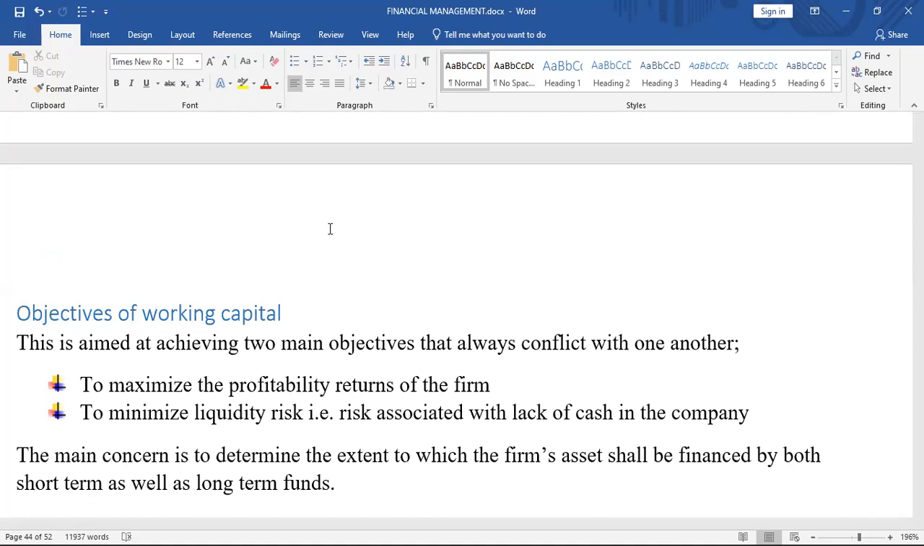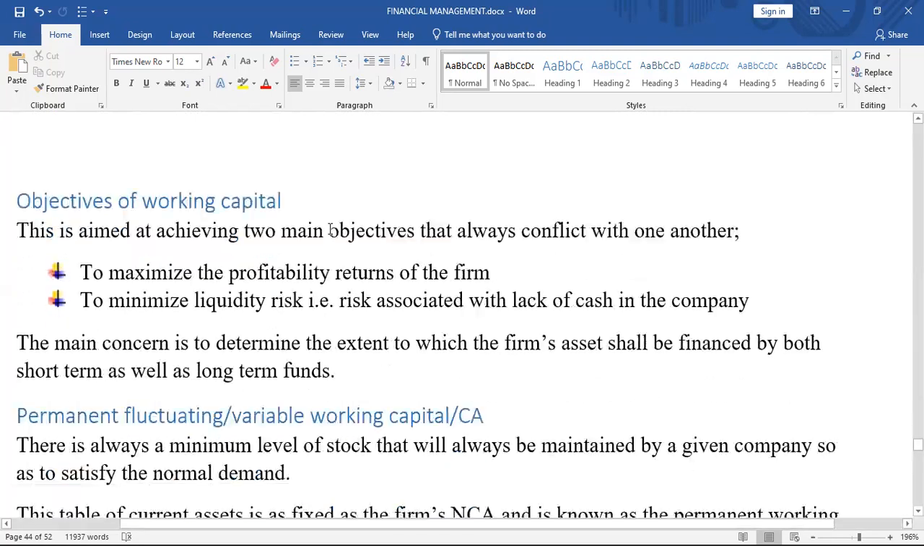We are saying this aims at achieving two main objectives that always conflict with each other. Number one is to maximize the profitability returns of the firm. Number two, we have to minimize the liquidity risk. That is where you normally find, for instance, the insurance company telling you, the higher the risk, the higher the return. So in that aspect, I have to be a risk taker so that I can be in a position to get a higher return. But the risk has to be measured.